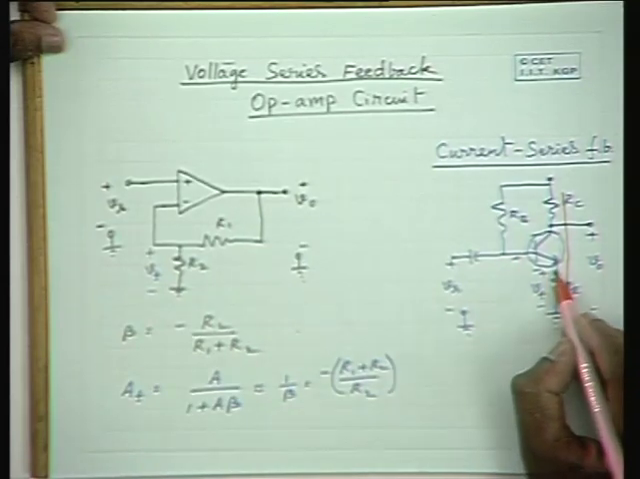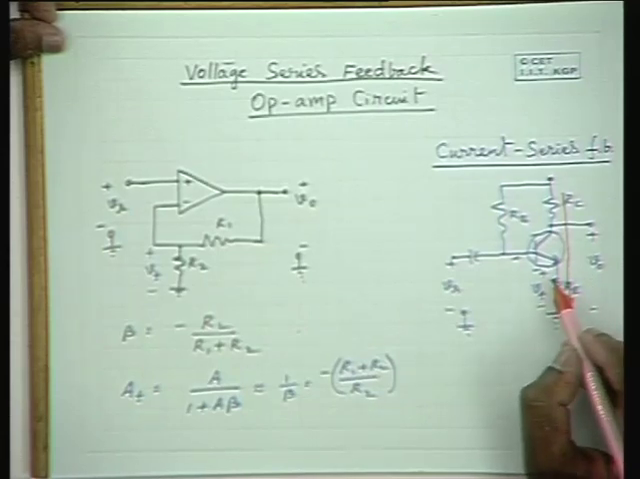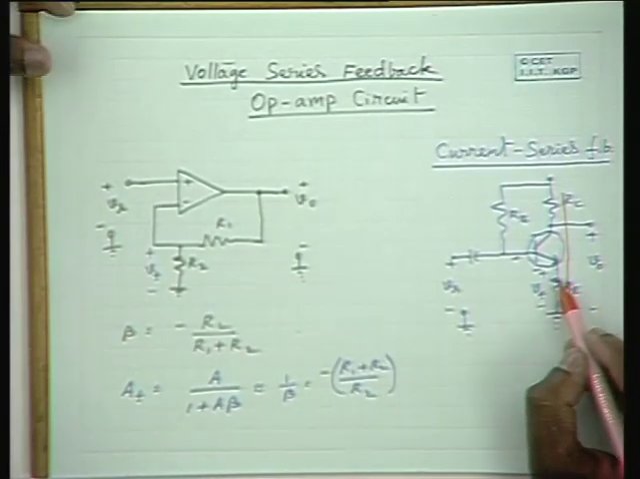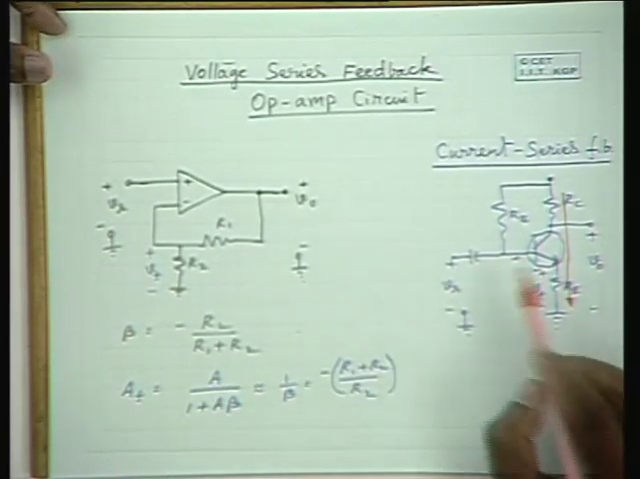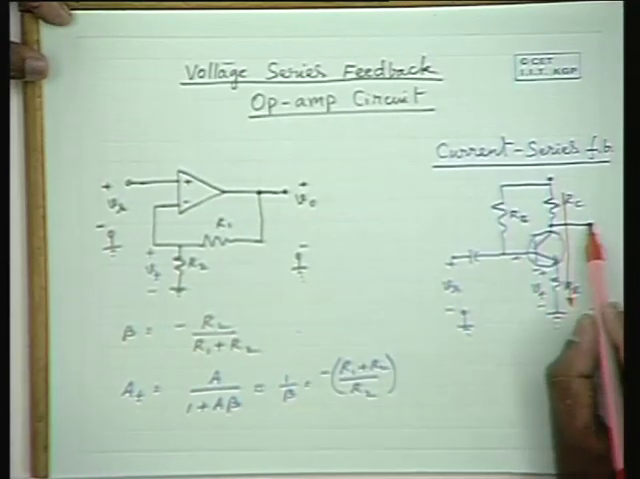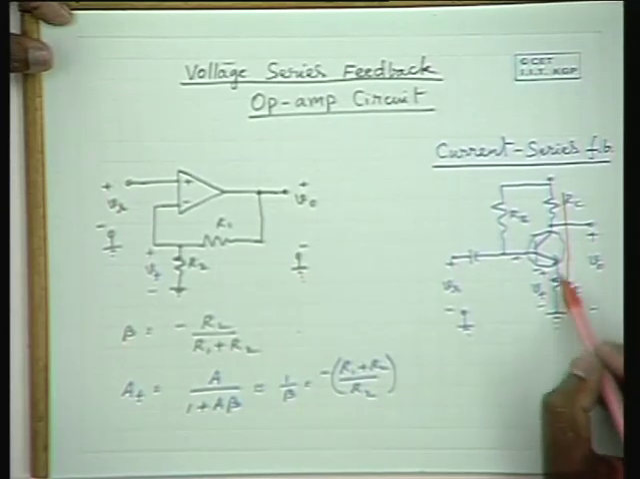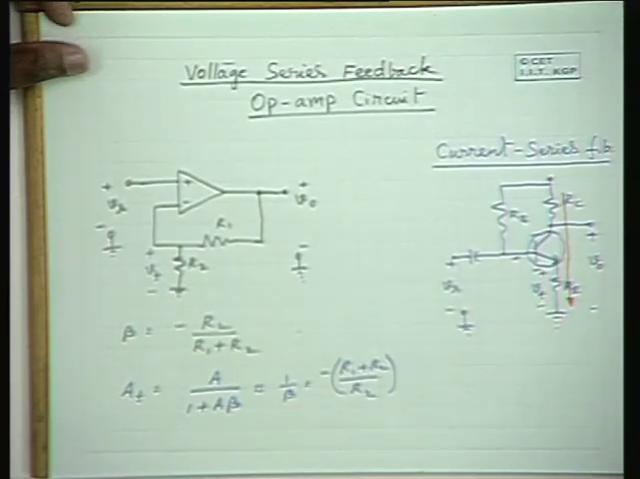If the output is taken here, if this is the output voltage, like in the previous example which we discussed in the last class, then it would have been a direct voltage feedback, voltage series feedback. Now, the output voltage is this and not this one, and this Vf is proportional to the output current, hence it is current series feedback.